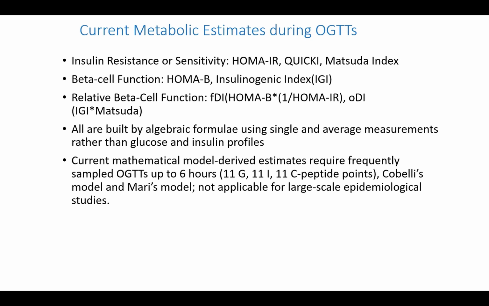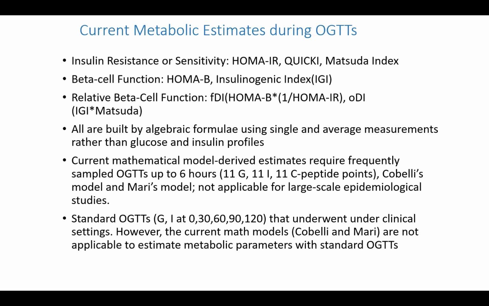Current mathematical model-derived estimates require frequently sampled OGTTs, up to 6 hours, with at least 11 glucose, 11 insulin, and 11 C-peptide measurements, like the Cobelli model and the Mari model. But they are not applicable for large-scale epidemiology studies. The standard OGTT, which means insulin and glucose collected every 30 minutes up to 2 hours, is used in clinical settings. However, current mathematical models are not applicable to estimate the metabolic parameters with the standard OGTT. So my methodology focuses on standard OGTTs.